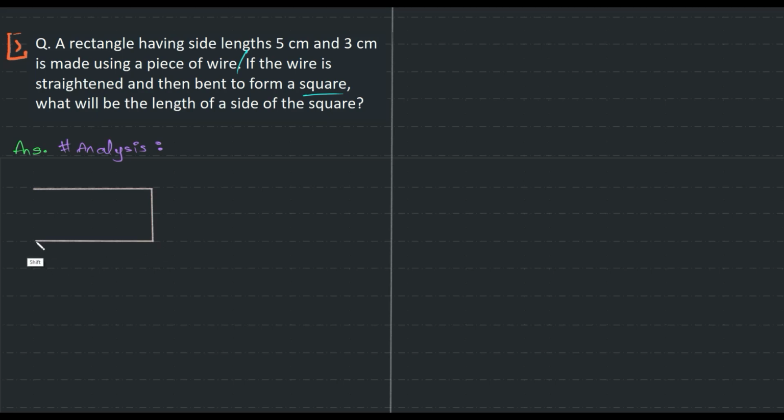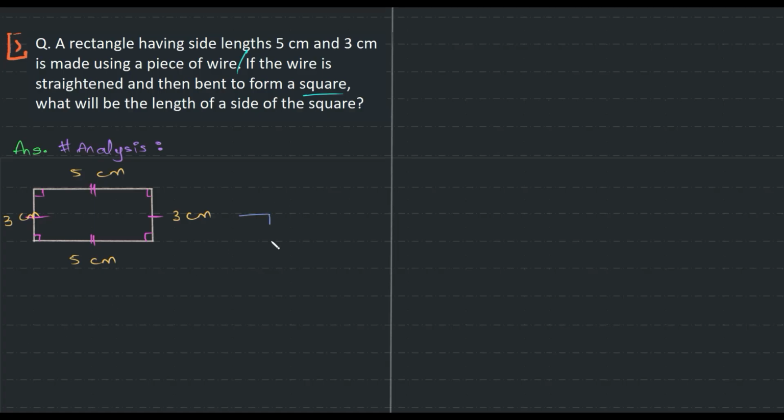A rectangle is what? It's a four-sided figure wherein the opposite sides are equal, and the angles over here are 90 degrees. So this is 5 centimeters and this is 3 centimeters. This is 5 and this is, correct, 3 centimeters.